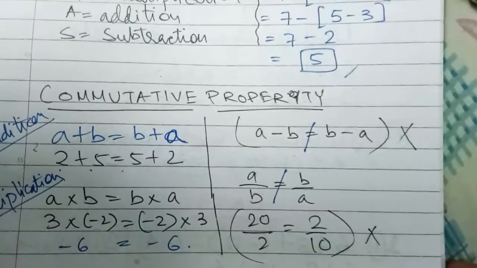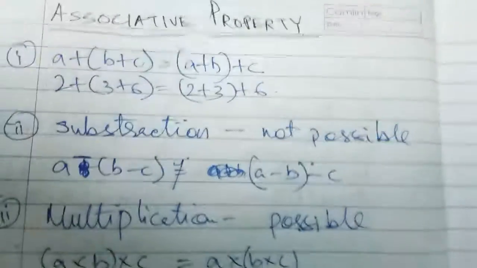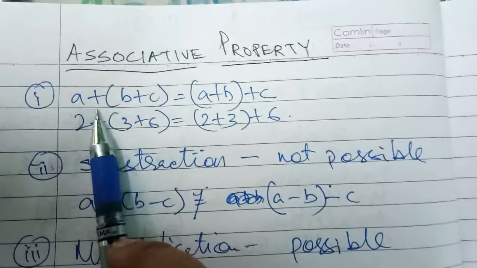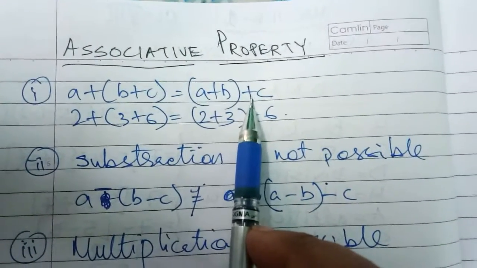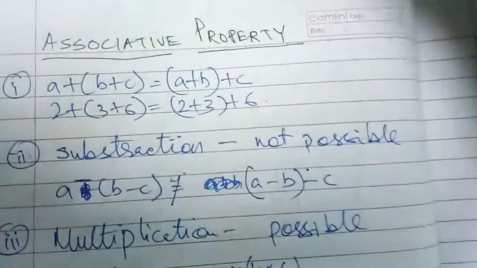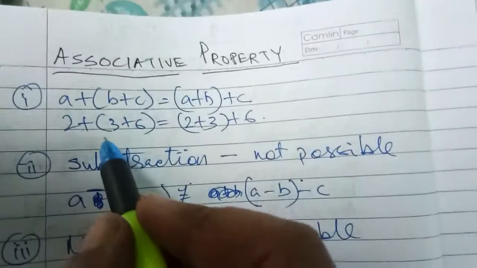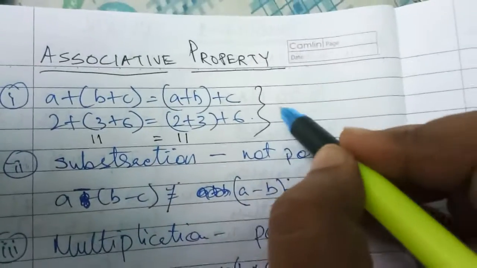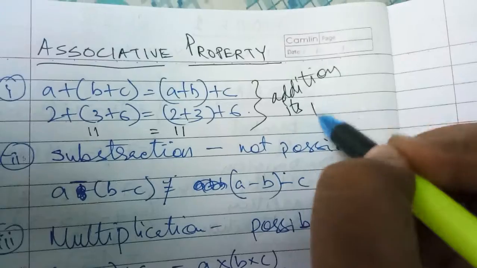Okay. Next we are going to the associative property. See, the associative property: A plus in bracket B plus C equals A plus B in bracket, plus C. That means you have to follow this part. See, if the value comes over here, 2 plus, it comes to 11, and here also 11. That means for addition it is possible.